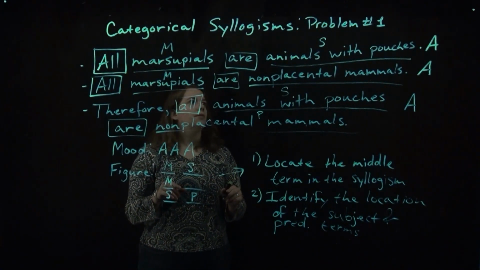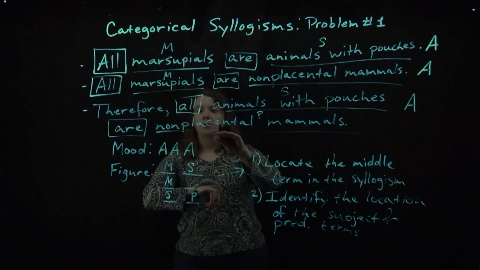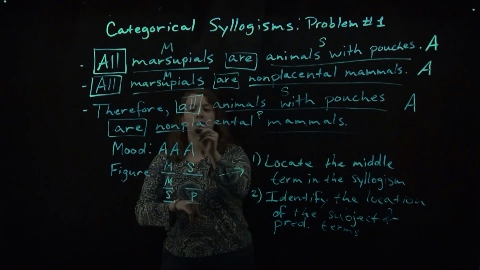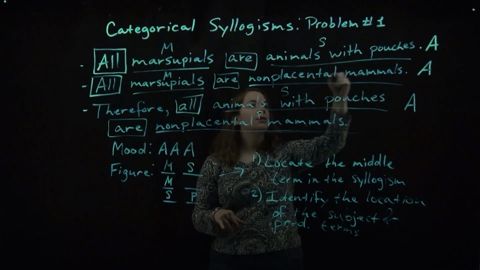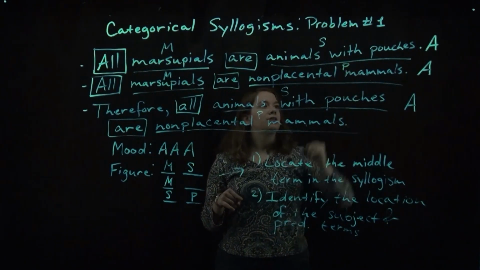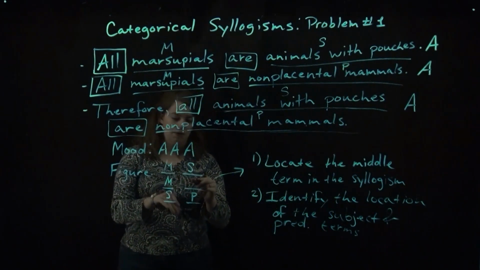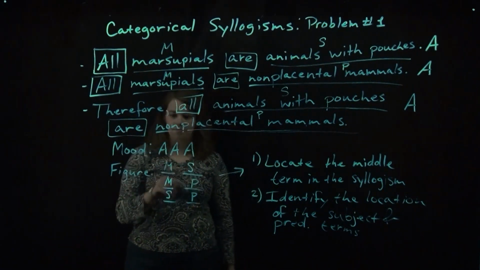Then we just go back here. Our predicate term is the non-placental mammals bit. We go up here and find the non-placental mammals bit up in premise 2. That's our predicate. And so then we fill this out here. We fill that slot in with the P.